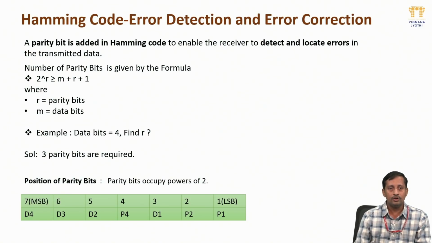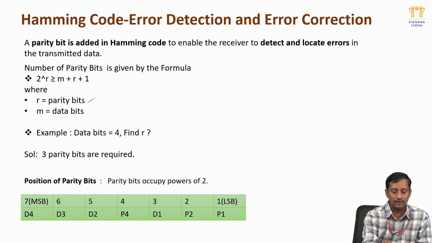And how do you find the number of parity bits to be added for the data? That is given by the formula 2 power r greater than or equal to m plus r plus 1, where r indicates parity bits and m indicates data bits. For example, the data bits are 4. I can take an example of 1101. This is the data bits. We have 4 bits of data. Now, how many parity bits are to be added to this? That is given by the formula 2 power r greater than or equal to m plus r plus 1.